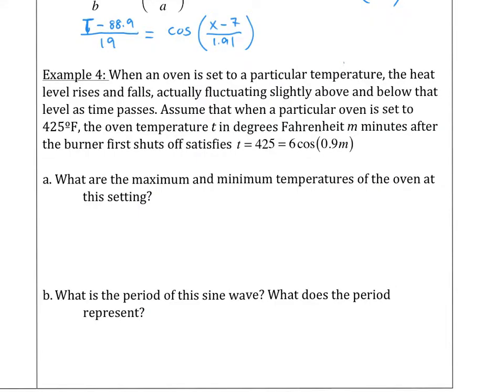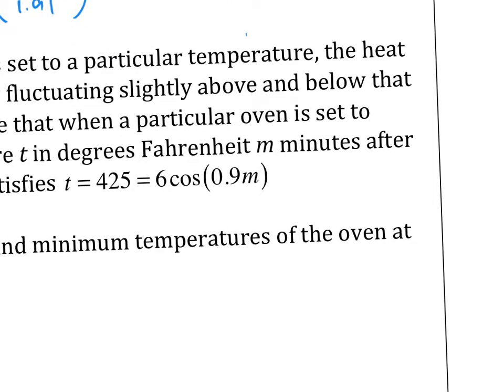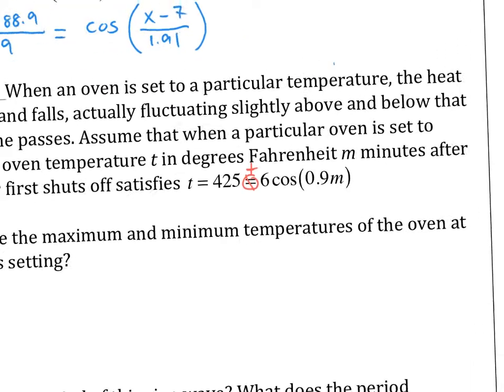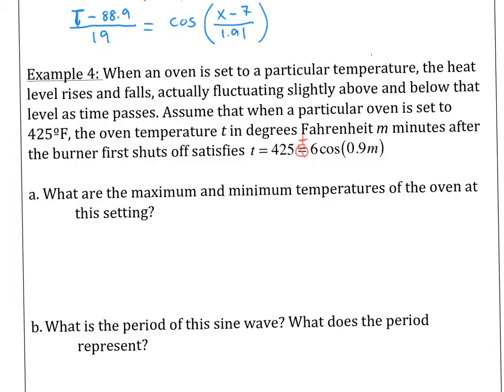All right, the last problem we're going to look at is, now we start with a function, and I do apologize, the function here is incorrect. So this right here should be a minus. I mean a plus. I know. All right, so here's how an oven works. Because an oven is not 100% precise, it has a temperature and a tolerance. So when an oven is set to a particular temperature, the heat level rises and falls. So it actually fluctuates slightly above and below the level at which you set it.